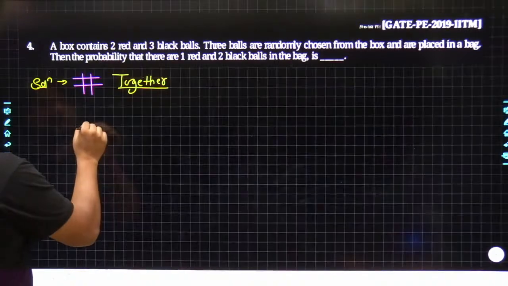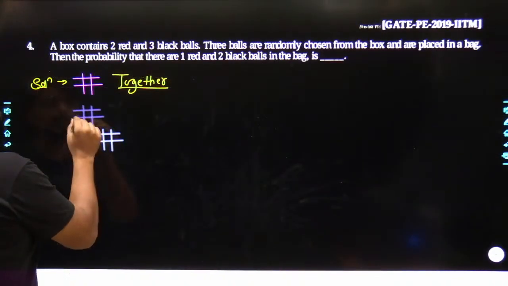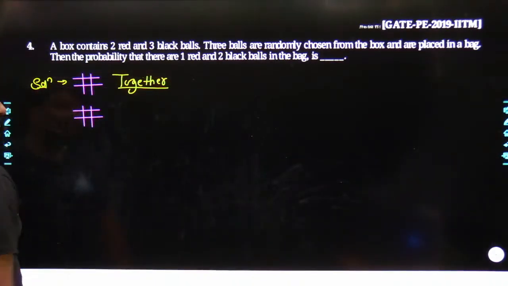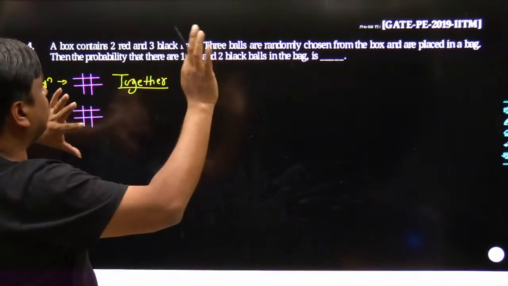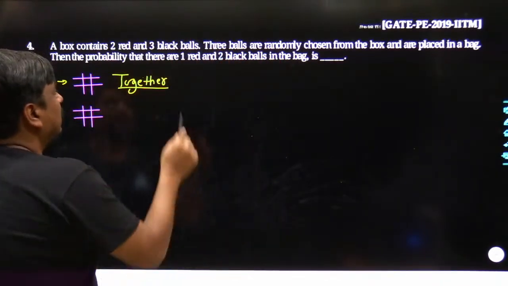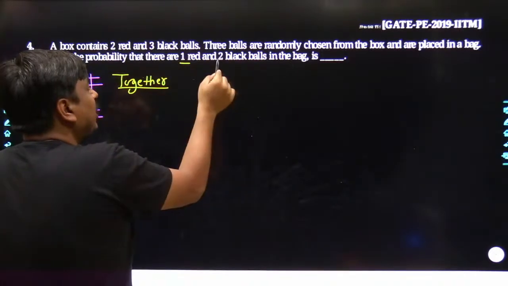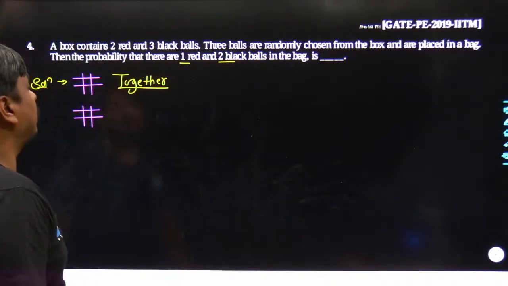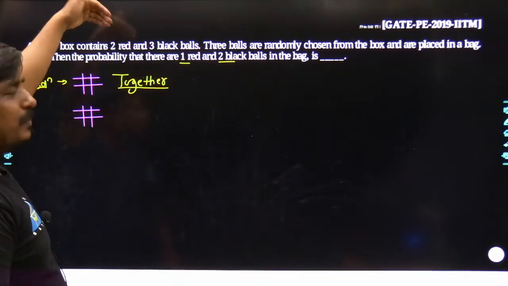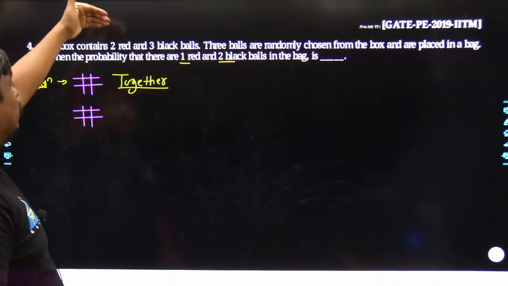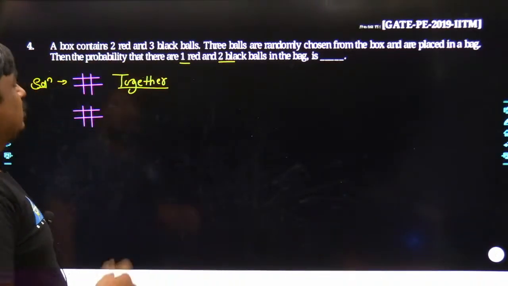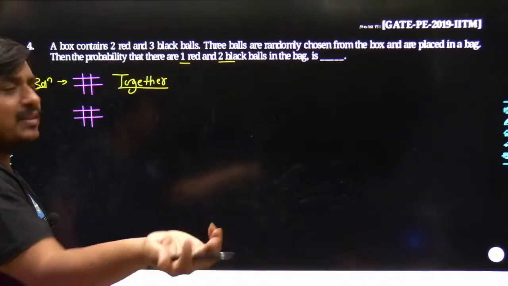Next. You want the situation exactly when the selection must be done such that one red ball is picked out and two black balls are picked out. How many red balls did you have? Obviously the two red balls you had, so in how many ways could you have done it? 2 ways, or 2C1 ways. That is 2 itself.